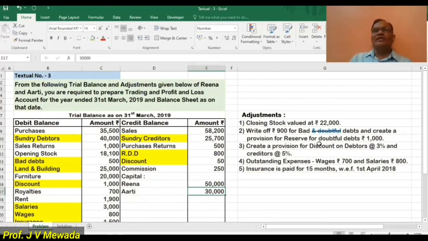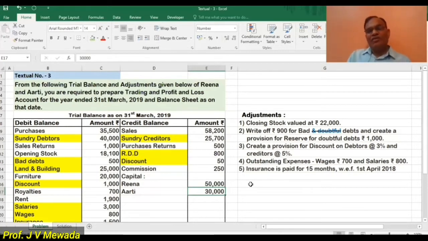These two we are going to place in the formula: bad debts on the debit side of profit and loss account and on the balance sheet in the formula of debtors. Then we have the next formula, create provision for discount on debtors and creditors. So we'll have two more formulas. Again, on the debit side of profit and loss account, we have a formula of discount allowed. And on the credit side of profit and loss account, we have a formula of discount received. So there are three formulas in the profit and loss account. So that is why this problem is important to understand.